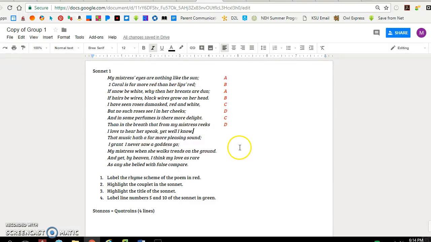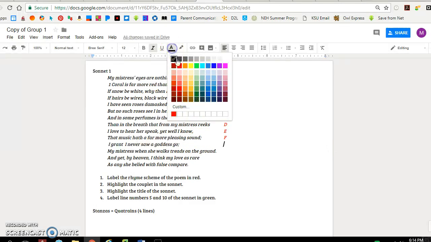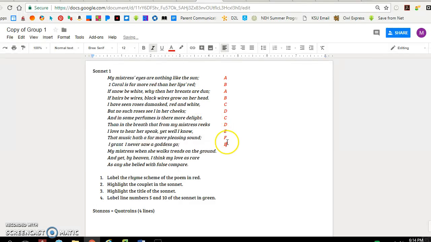Now back to the rhyme scheme, like I said, it's always going to be the same, so it's going to be AB, AB, CD, CD, EF, EF, and then GG. Every sonnet that you read by Shakespeare is going to have the exact same rhyme scheme. So really you don't even have to look at the words to know, but it's good to double check to make sure that it is following that rhyme scheme.